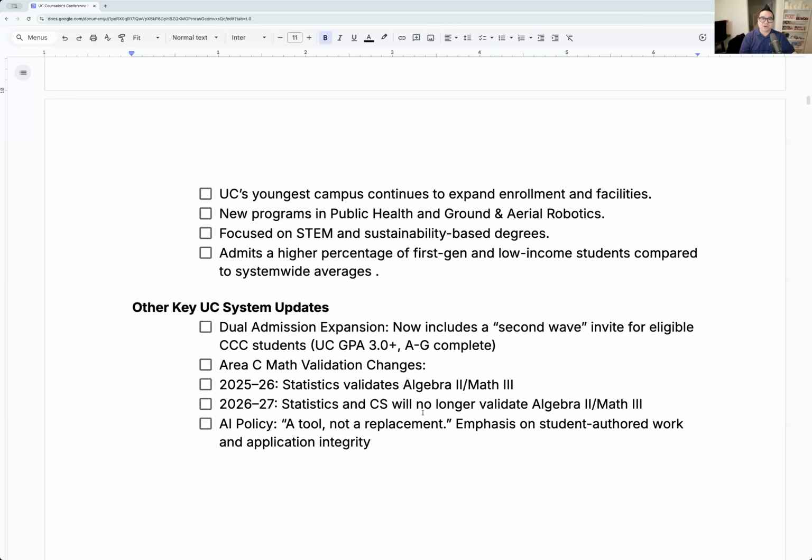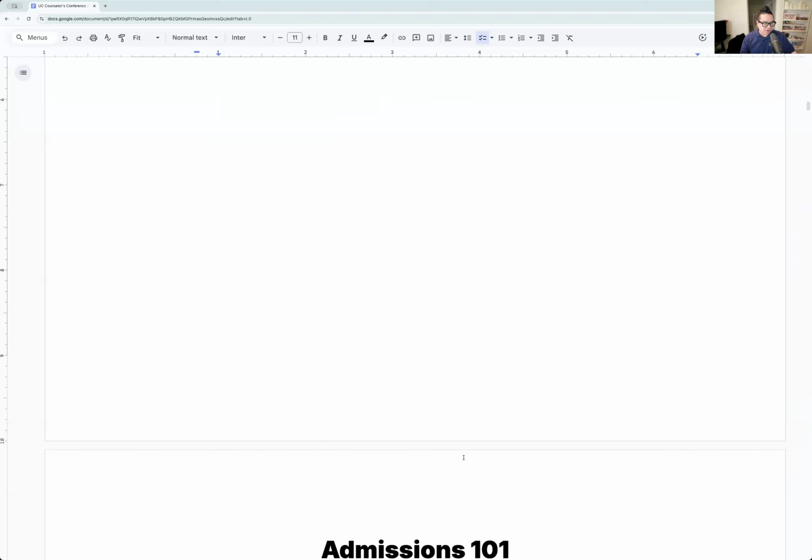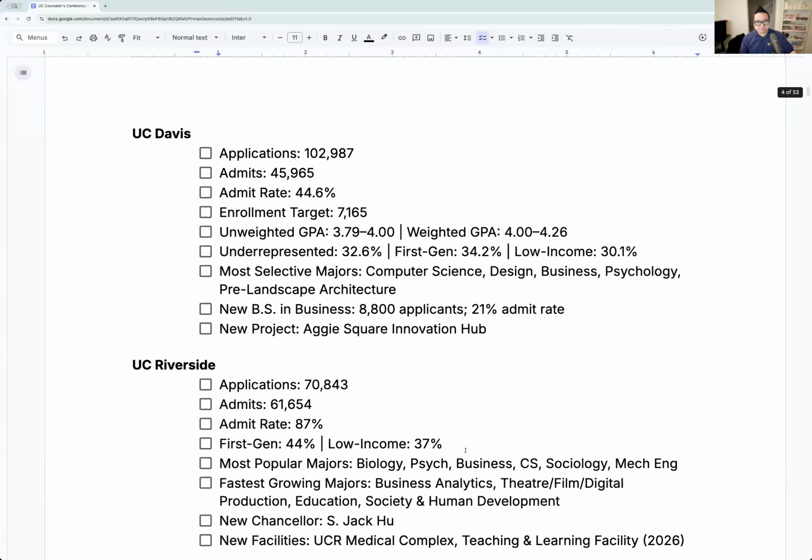We say use it for brainstorming purposes, but when it comes to writing or editing, don't use it. Again, you don't need to, especially with the writing style for the UCs, you don't even need to use the AI. There's a few questions I'll teach you guys in a bit. So that's kind of the first section over here.